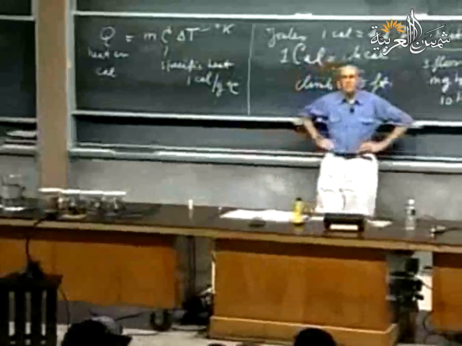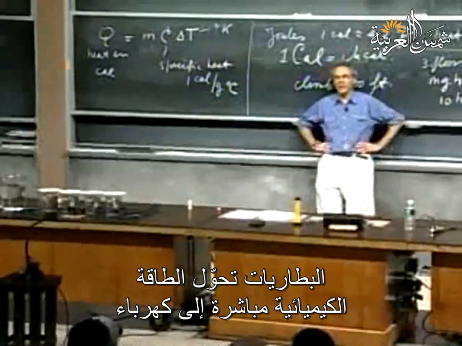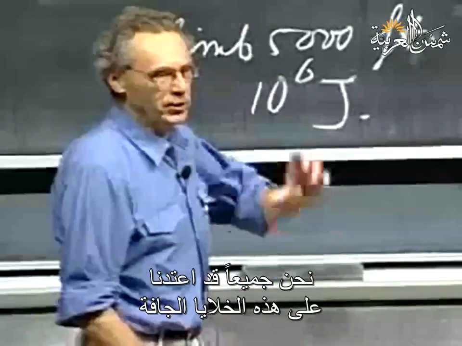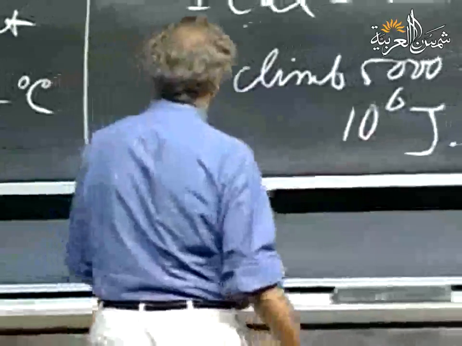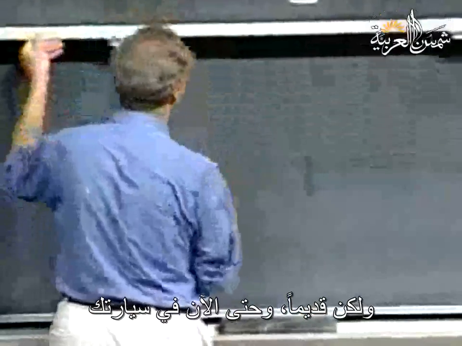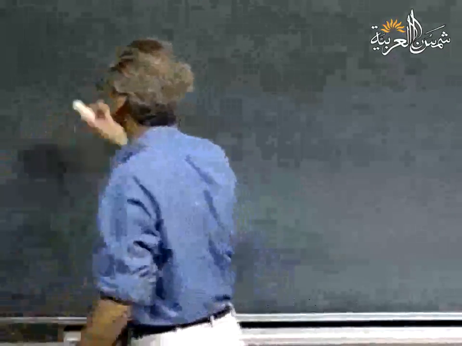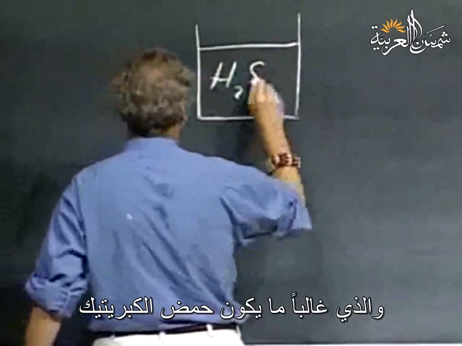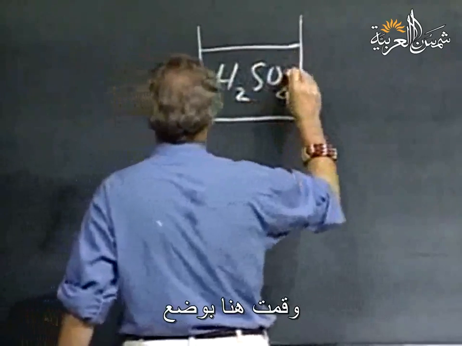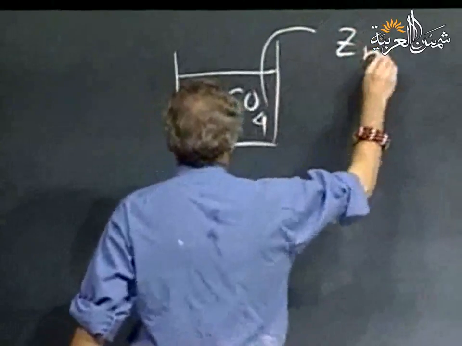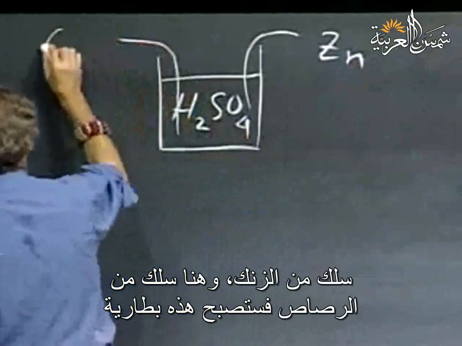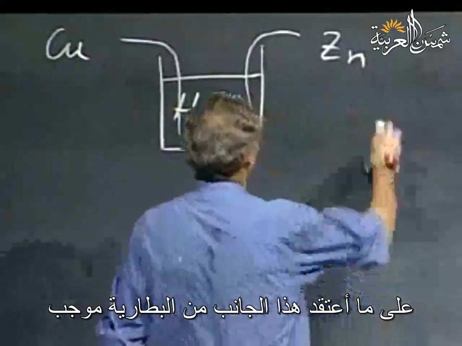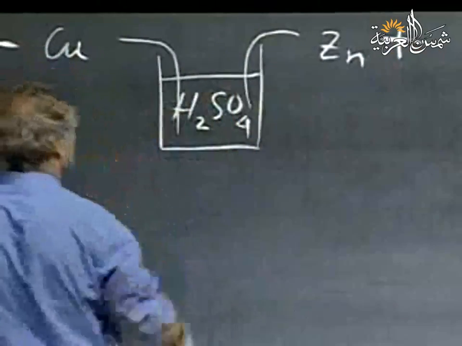There are batteries. Batteries convert chemical energy to electricity directly. We're all used to these fancy dry cells, but in the old days, and still nowadays in your car, there are acid batteries. If I have here a beaker with acid, for which most commonly is used sulfuric acid, and I put here in a zinc wire and here in a copper wire, then this is a battery.